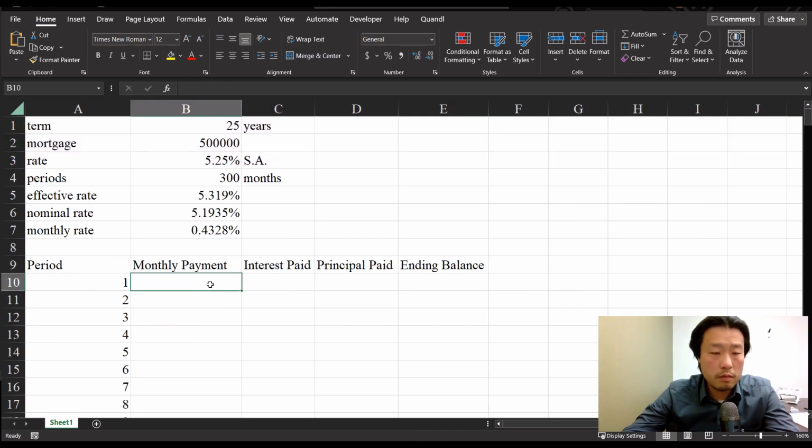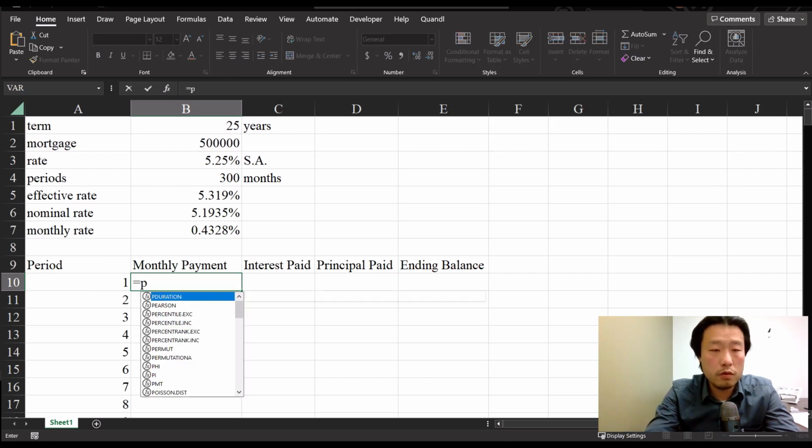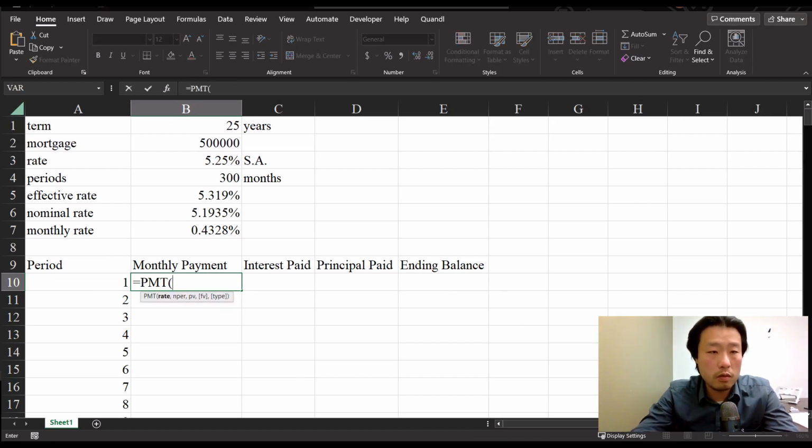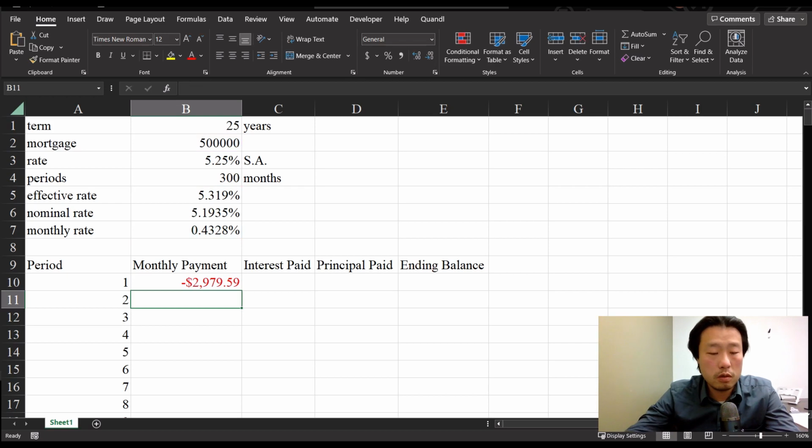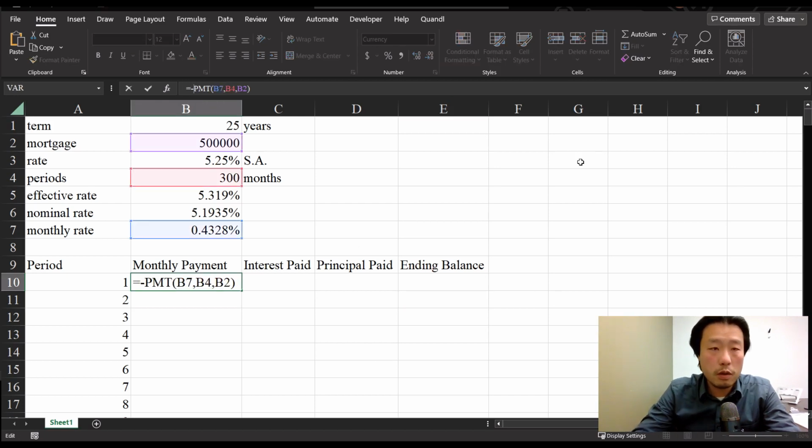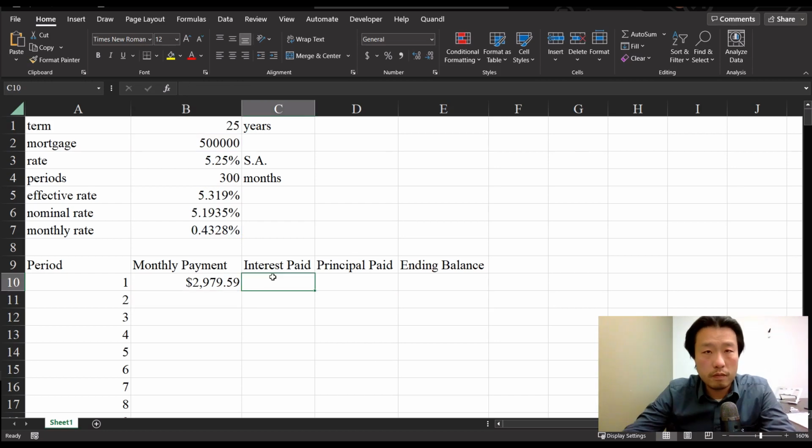Let's find the monthly payment. So we need to use the PMT function, and then the rate has to refer to the monthly interest rate. The number of periods would be 300 months, and then the present value is the mortgage that you borrowed, and then just press enter to get the monthly payment of $2,979.59 per month. We usually don't like the negative payment here, so we just put a negative sign in front of the PMT in order to change it to positive.